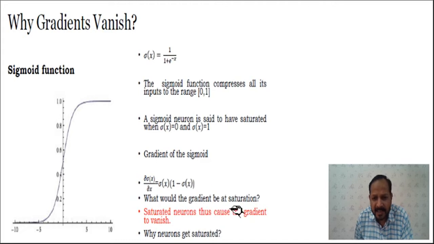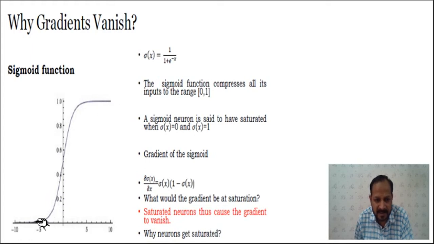So what would the gradient be at saturation? If you see, at the saturation level the gradient becomes 0. So when the value of the function becomes 1 or 0, the gradient, or the derivative of this sigmoid function, becomes 0. Consider the value of this function, sigma x, equal to, suppose, 1. When it is 1, sigma x into 1 minus sigma x becomes 0, and because of this the gradient of this function becomes equal to 0.